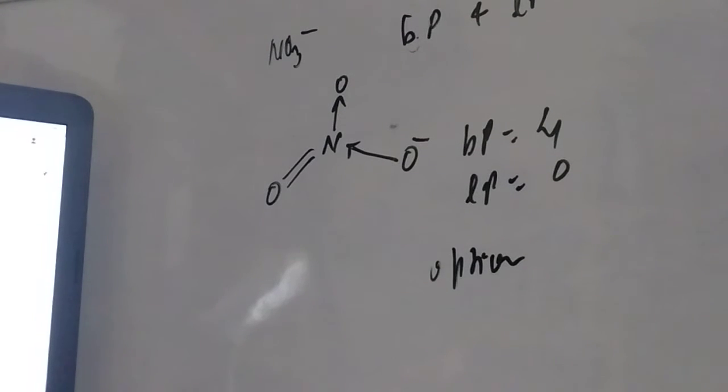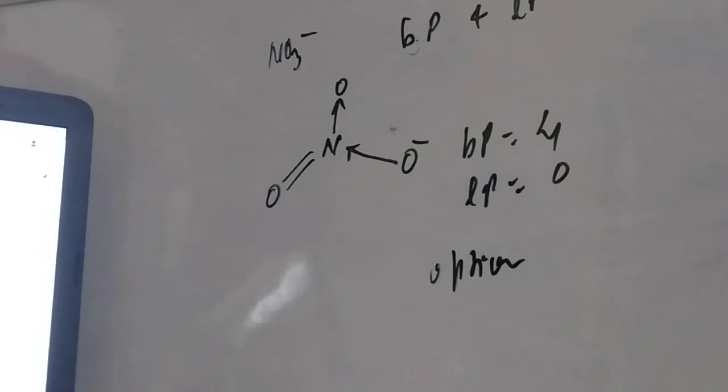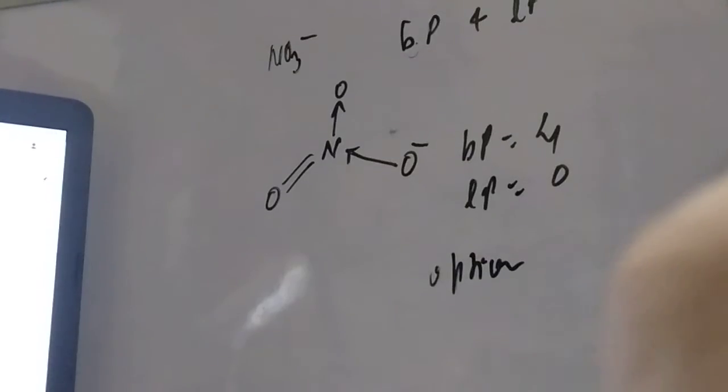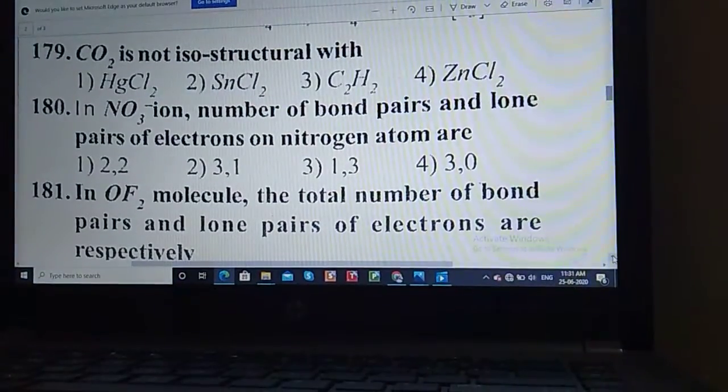The 2, they are saying 3 1, that is also wrong, and 1 3. So NO3: number of bond pair and lone pair electrons on nitrogen atom. So question number 180, student, this question is quite wrong, because the 4 bond pair they are not mentioning in any of the options, but we are getting the number of bond pair is 4. Okay, so bond pair is 4, lone pair is 0. So here the options are wrong, student.